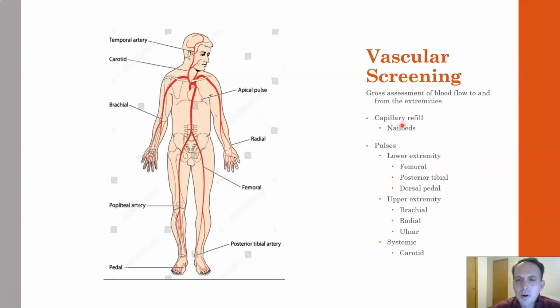And then the last portion of the objective examination is a vascular screening, where we're going to assess for blood flow to the extremities. We do that primarily through capillary refill of the nail beds, seeing if we have good flow all the way through the extremities, as well as the different pulses associated with that. And if we have weakness with different pulses, there's the possibility of vascular compromise.